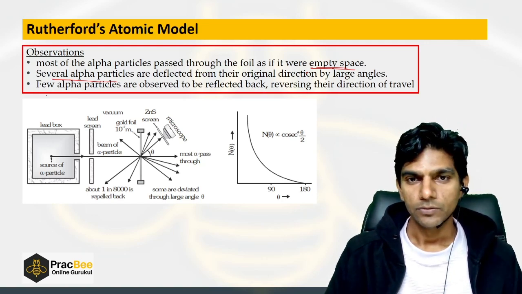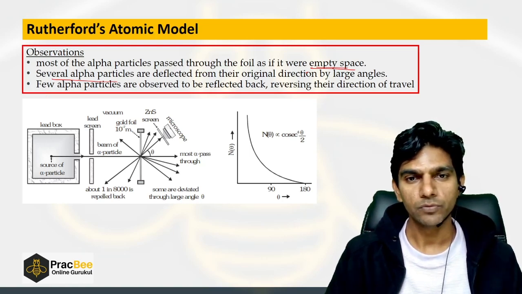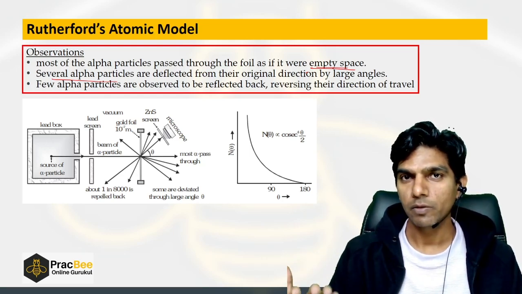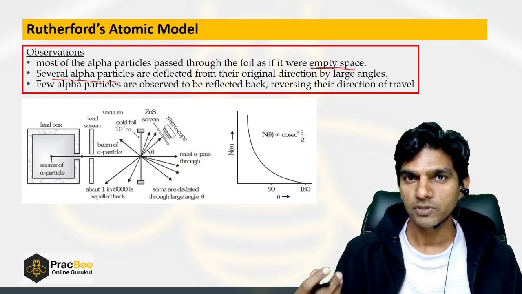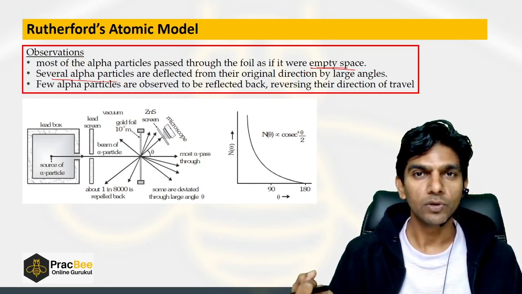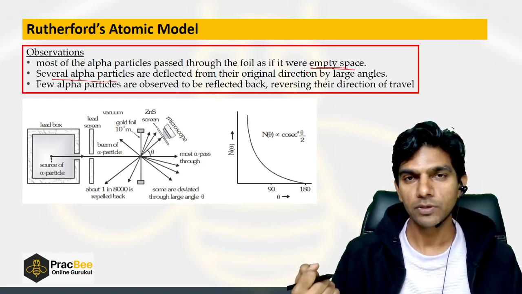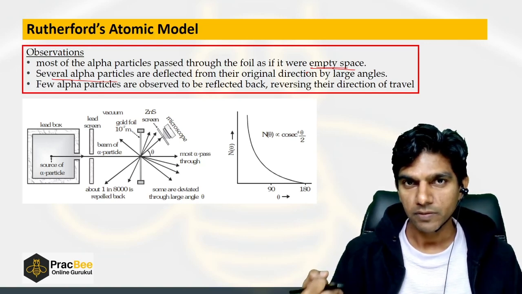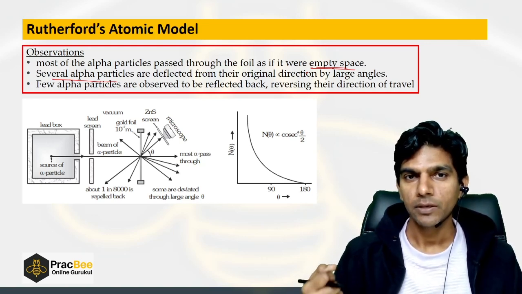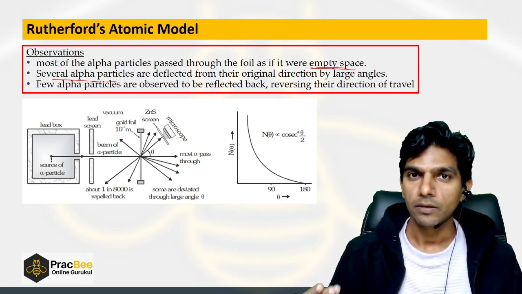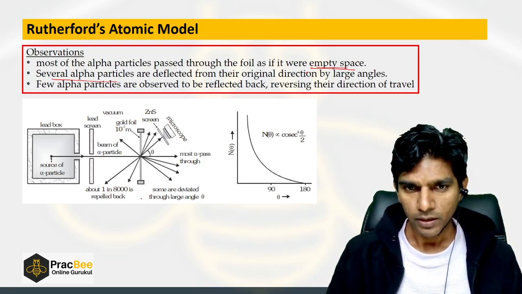So what does it mean? If they are completely rebounding, take the case of a ball: if you throw a ball at a wall, what happens? The ball just rebounds back. Same is the case here, and there are some alpha particles which rebound back. It means there must be something dense present in the atom, and that dense entity is nothing but the nucleus. So the majority of the positive charge is concentrated in the nucleus, and due to that dense positively charged entity, the alpha particle experiences strong electrostatic repulsion and completely retraces its path.